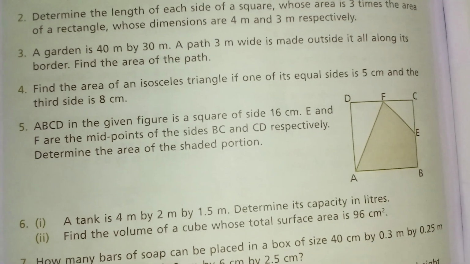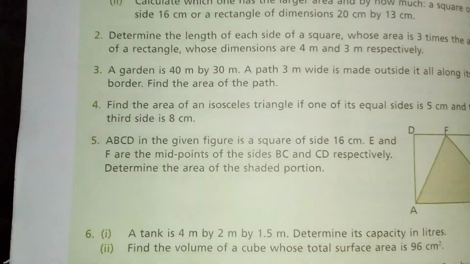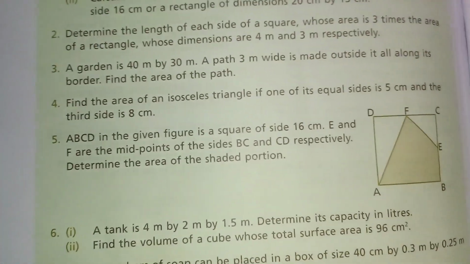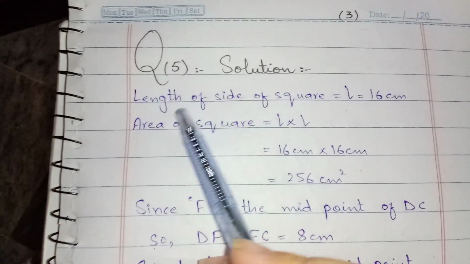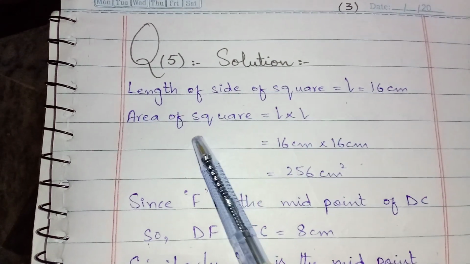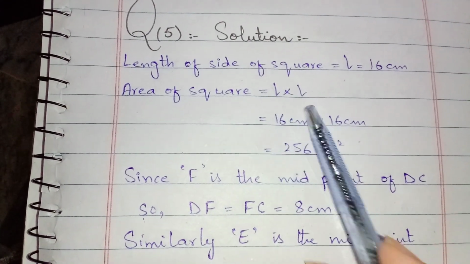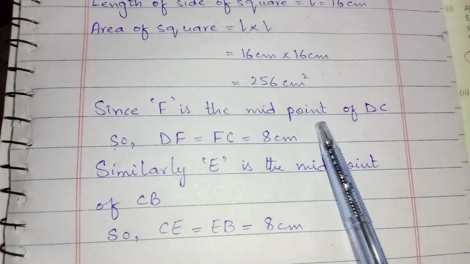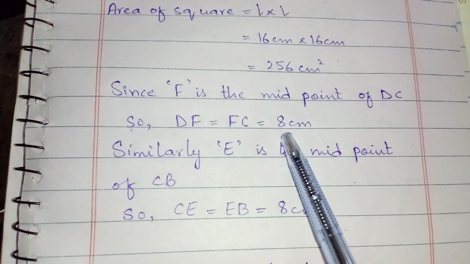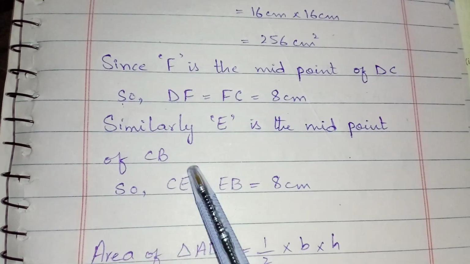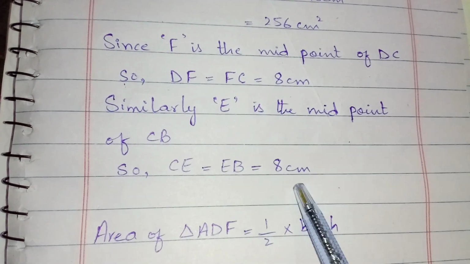First of all, we have to find the area of the square. Length of side of square is 16 centimeters. So area of square is equal to 256 centimeter square with the help of formula length multiplied by length. Since F is the midpoint of DC, so DF is equal to FC is equal to 8 centimeter and E is the midpoint of CB, so CE is equal to EB is equal to 8 centimeter.